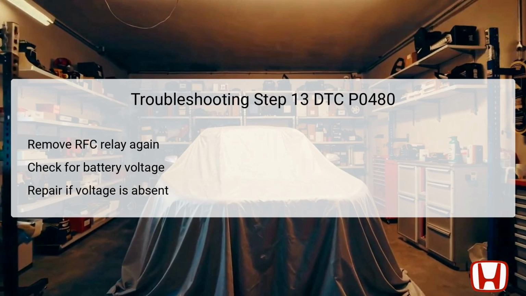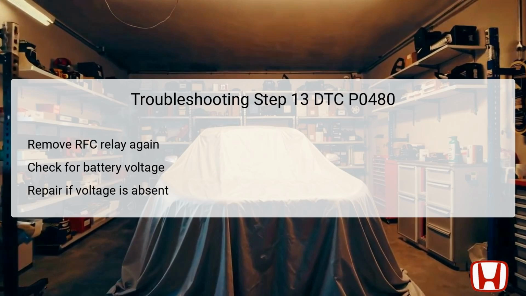Step 13 involves yet another removal of the RFC relay, but with the intention of measuring voltage to the RFC relay from the power source. This requires the vehicle to remain in the off-lock mode. Check the voltage between identified test points to ensure that electrical power is reaching the RFC relay.